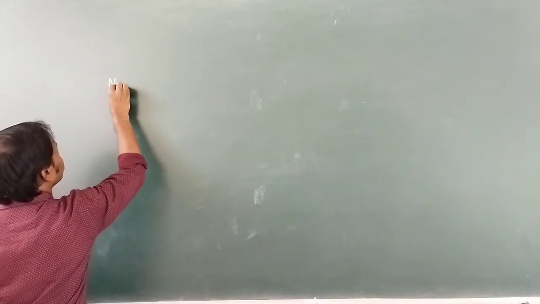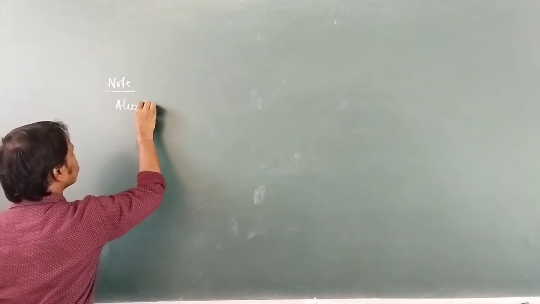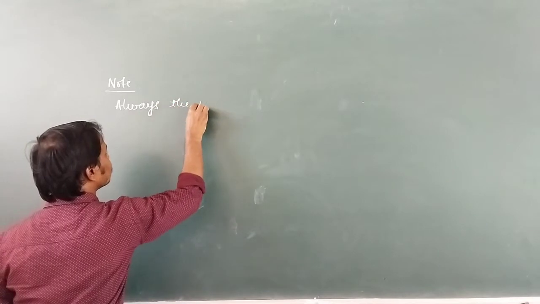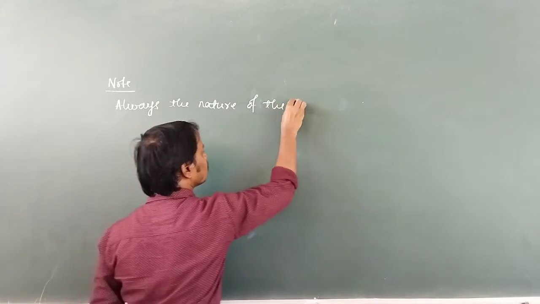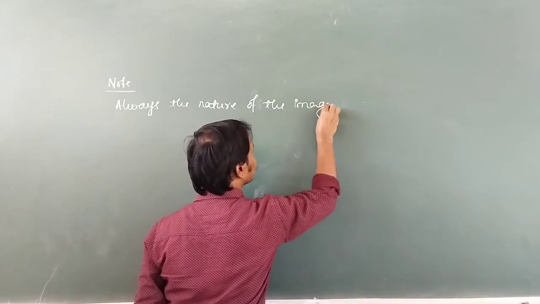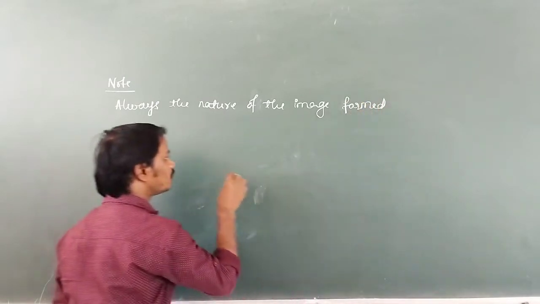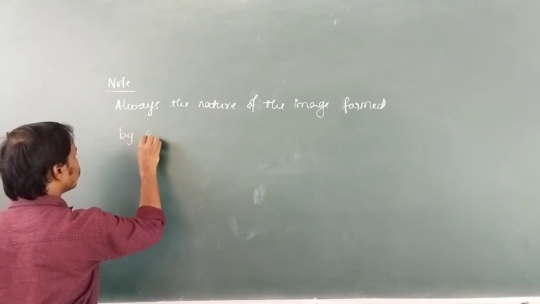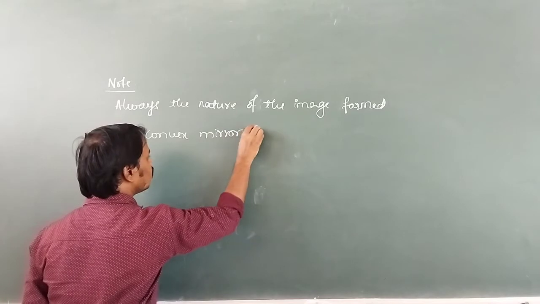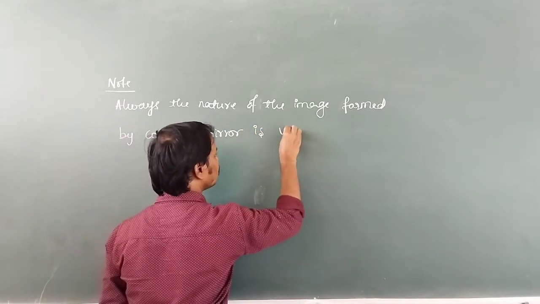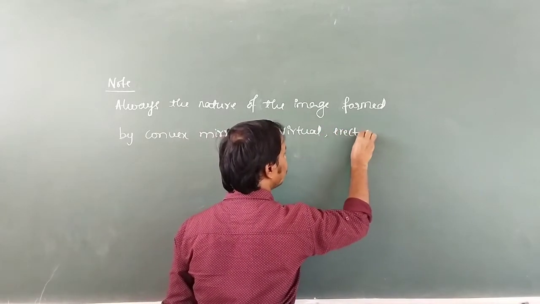Note: always the nature of the image formed by convex mirror is virtual, erect and diminished.